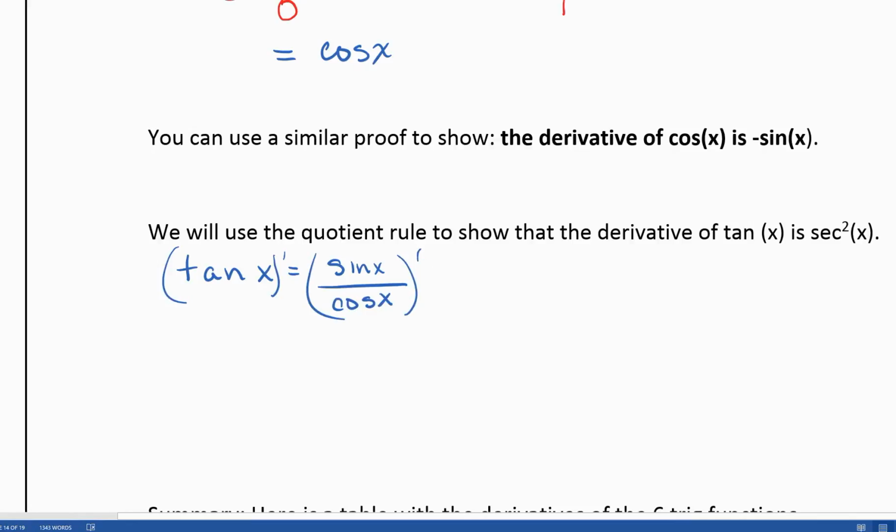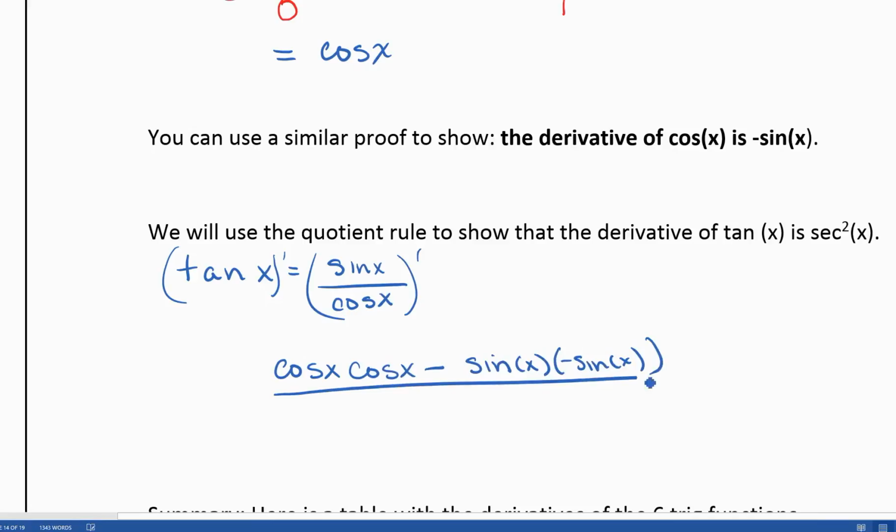So for the quotient rule, do low d high, the derivative of sine of x we've just talked about is cosine of x, minus high d low, so the derivative of cosine of x is negative sine of x, all over low squared, so all over cosine squared of x. Now this numerator, we'd have cosine squared of x for cosine times cosine, and then we have a negative sine of x times a negative sine of x, so we get plus sine squared of x, all over cosine squared of x.